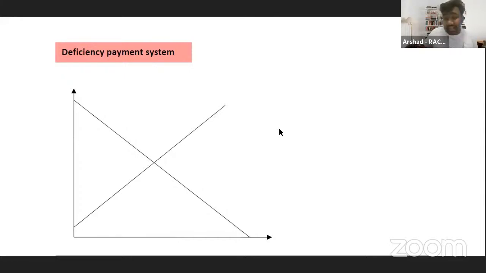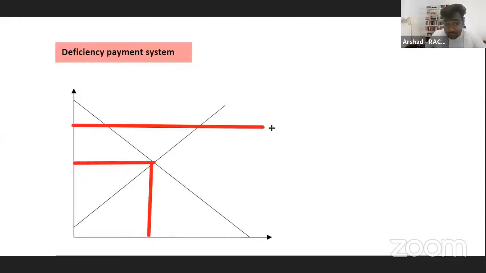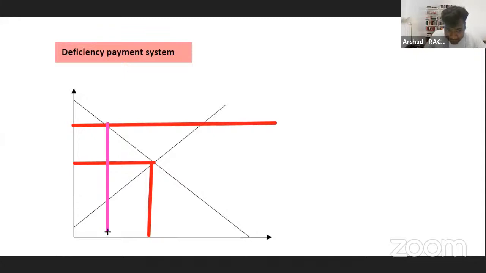So in a context like that, what will the government do? We'll again talk of the same story: demand and supply. The government puts a minimum price. When the government puts a minimum price, what happened? There was an excess supply, right? In our previous part we said the government will purchase this excess supply.